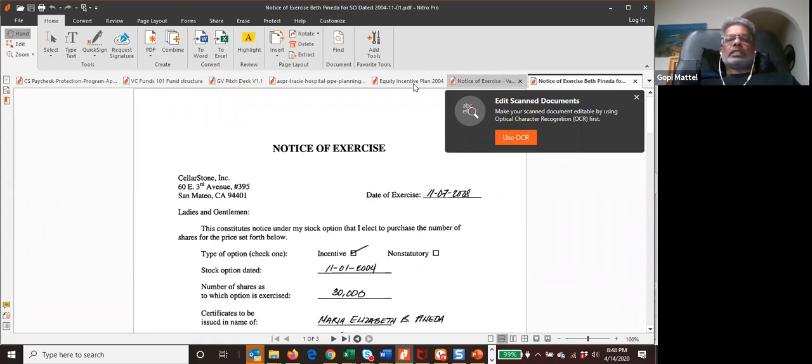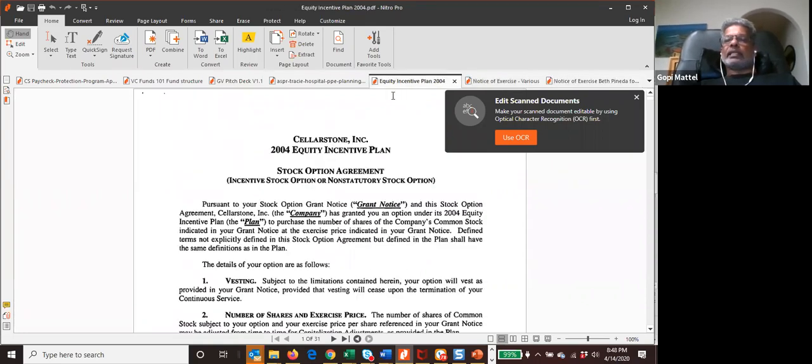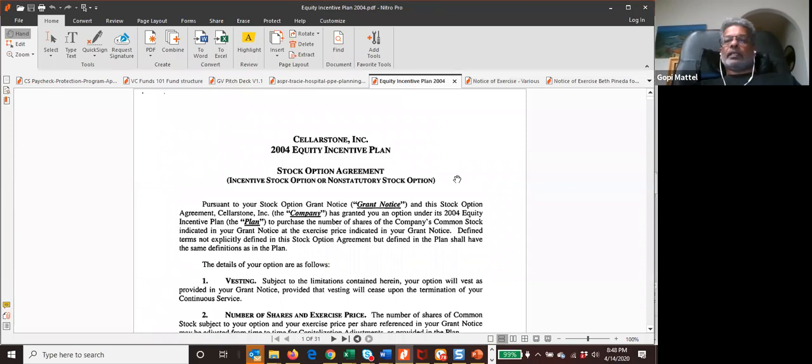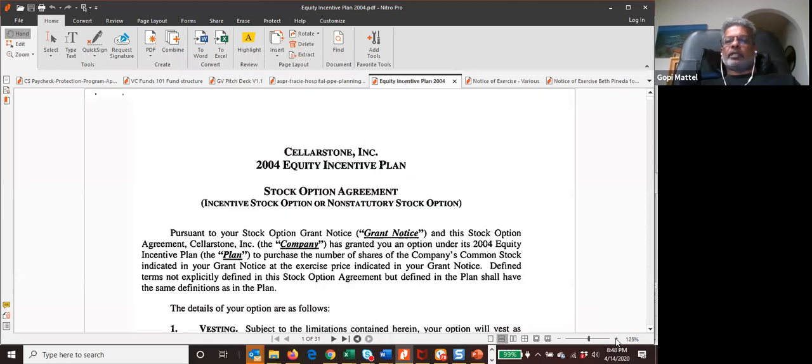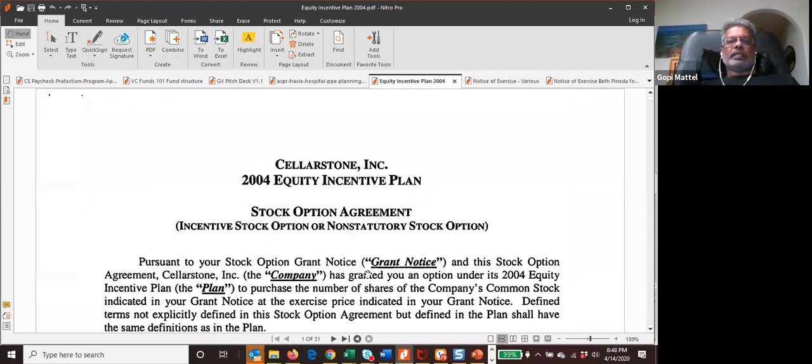So this is an equity incentive plan. I'm going to zoom in a little bit more. This is the document that governs the employee stock options. It would look something like this. See, stock option grant notice, and there's a number of things like that.